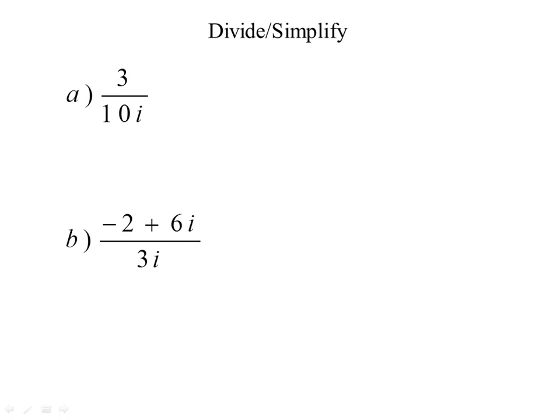And then on bottom, we're going to have a negative 3. Do you see what happened? 6i squared turns into 6 times negative 1, which is negative 6. 3i squared turns into 3 times negative 1, which is negative 3.